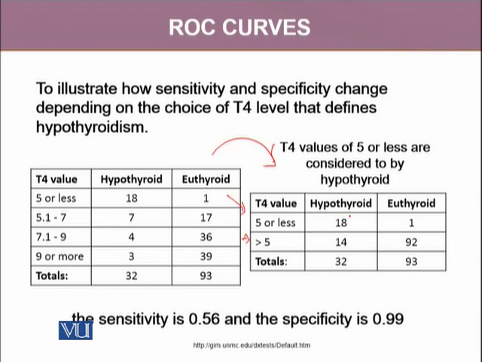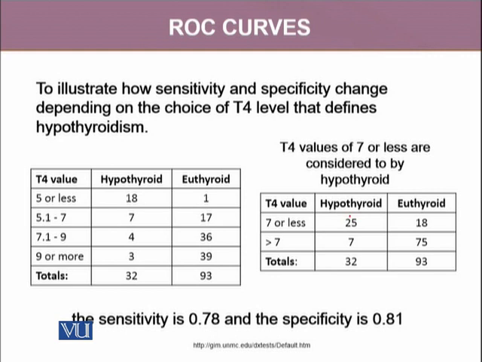If we calculate the sensitivity and specificity with this new cut point, you might notice the sensitivity is 0.56 and the specificity is 0.99. In this situation, specificity is pretty high, whereas the sensitivity of this test is pretty low. This shows that the test has a lesser ability to diagnose those who actually have hypothyroidism, whereas for those who do not have hypothyroidism, the test is giving about 99% good prediction.